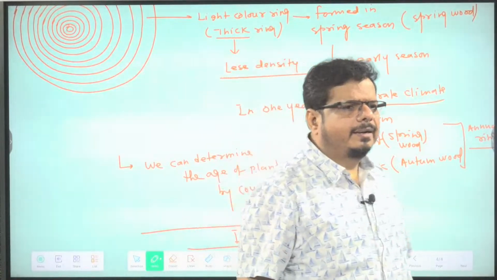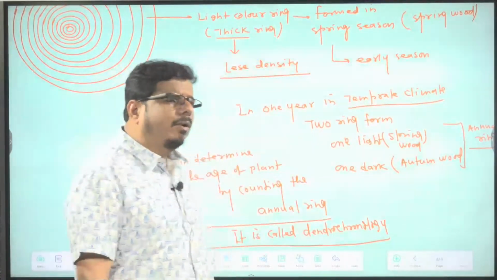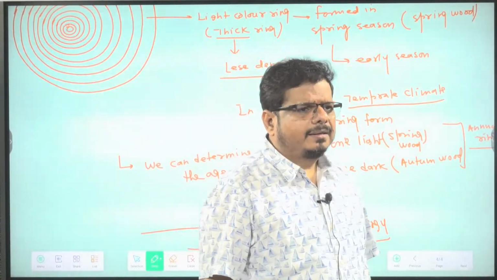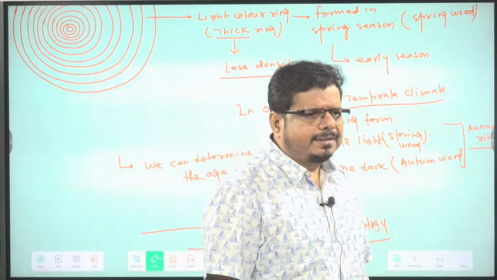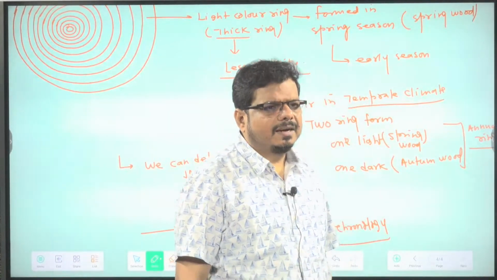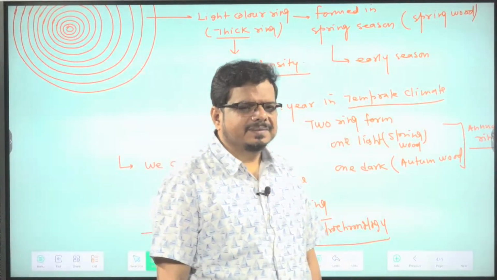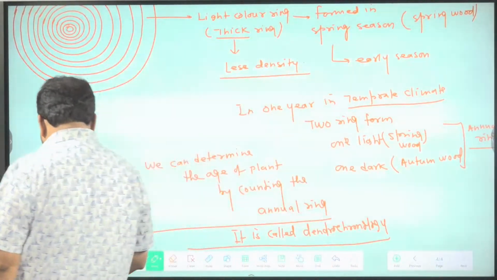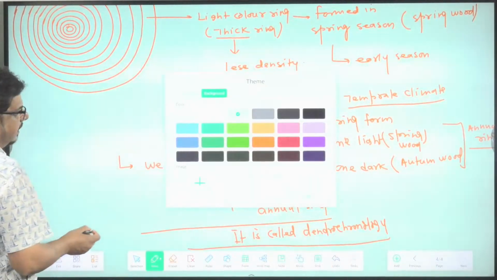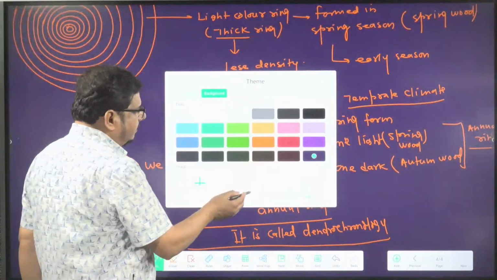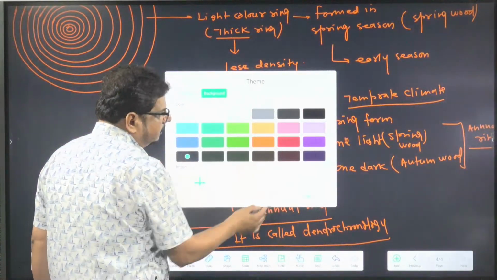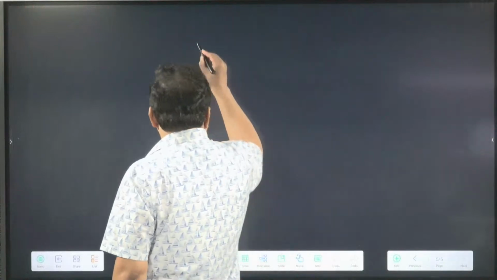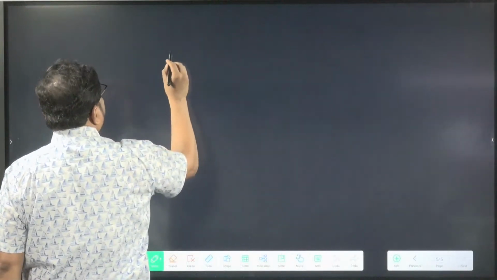Now I am asking a question. A plant has 100 light rings, 100 dark rings. What is the age of the plant? Tell me, 100 light rings, 100 dark rings. What is the age of the plant? How many years? 100 years. Very good.